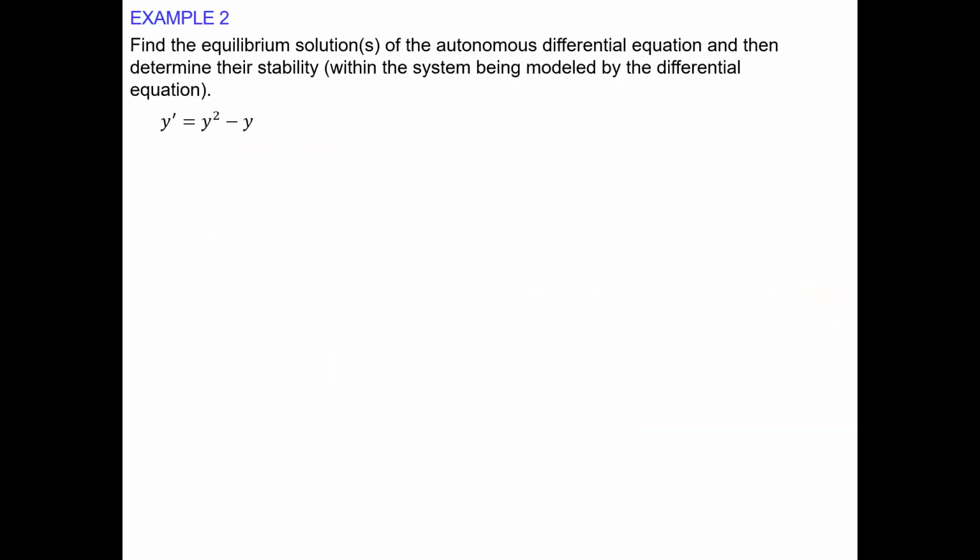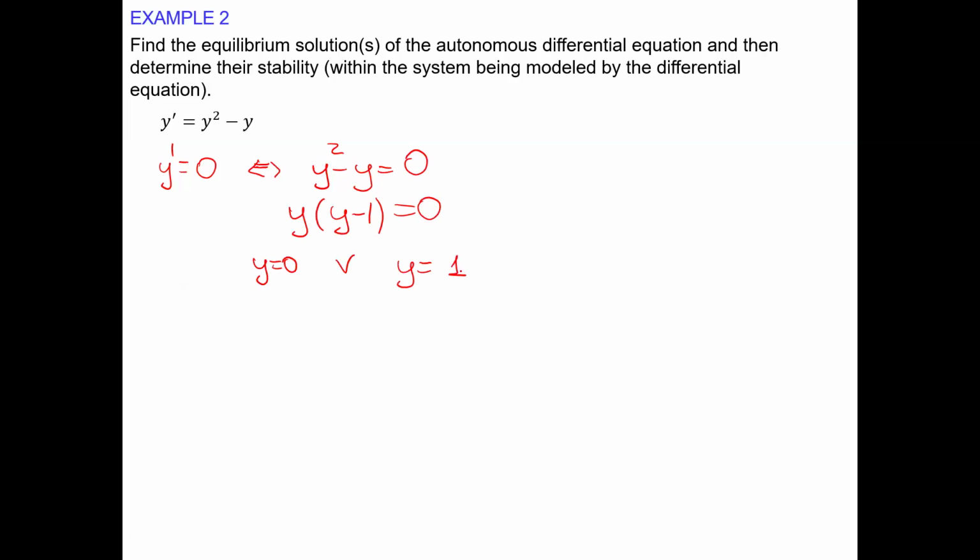The same thing, find the equilibrium and determine the stability. Okay, an equilibrium solution is when y prime equals 0. The derivative is 0 if and only if y squared minus y equals 0, because that's on the right-hand side. Let's factor it out; we're solving it like a quadratic equation. And now y is 0 or y is 1. We have two equilibrium solutions.